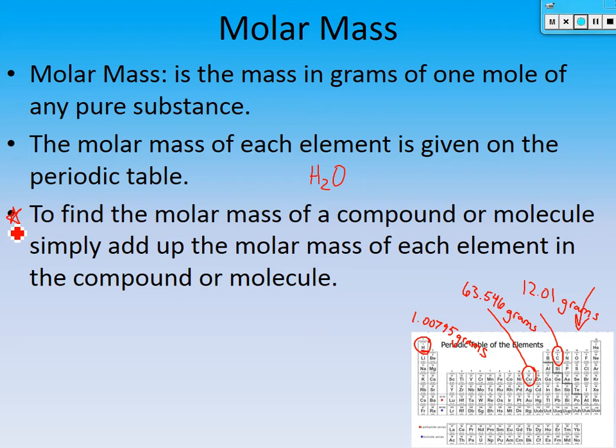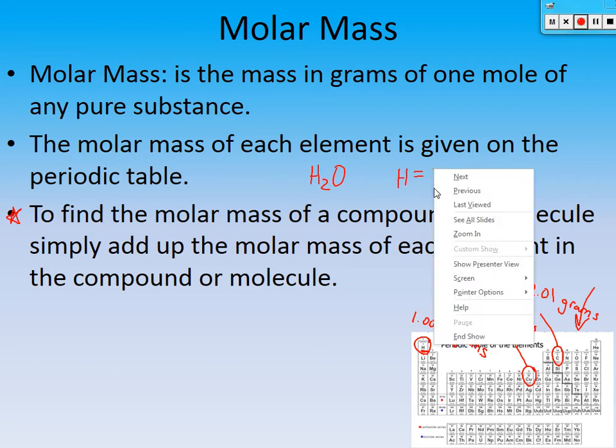You simply add up all of the different elements in that molecule. If there are 2 hydrogens, I add those. Let's just round. I know you guys are just loading this, so we're going to round to the nearest whole number. What does 1.007 round to? 1. So hydrogen is equal to 1.